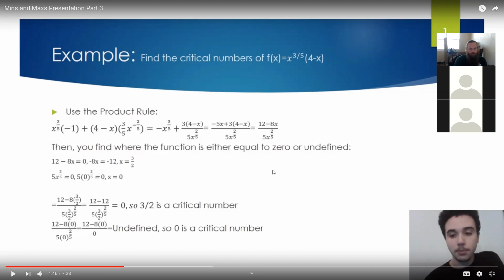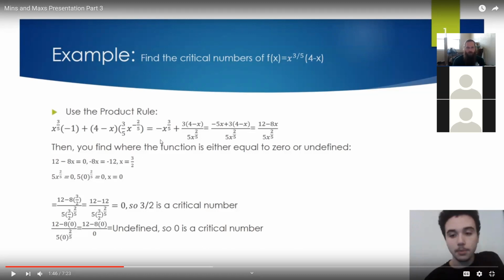Similarly, if we want to find where f prime is undefined, we set the bottom to 0, and that's what he's doing here. So the critical numbers we get by calculating f prime and then figuring out where f prime is 0 or undefined. F prime will be undefined if the bottom is 0, and f prime will be equal to 0 if the top is 0. That is a good general rule.